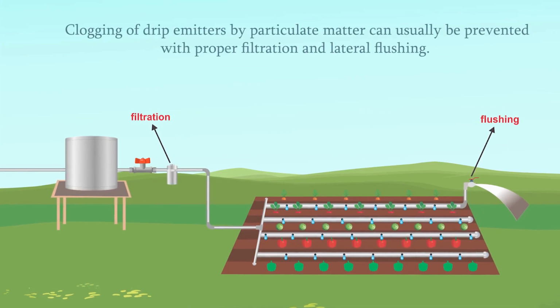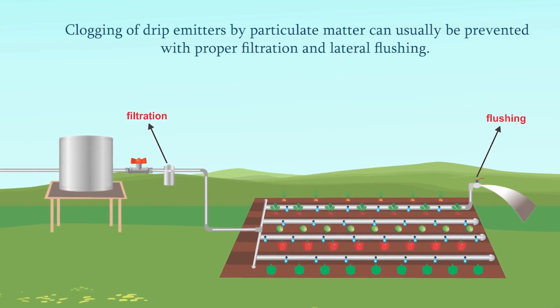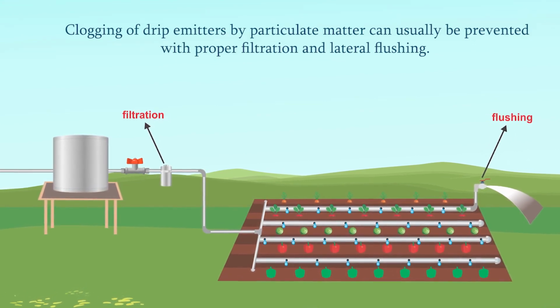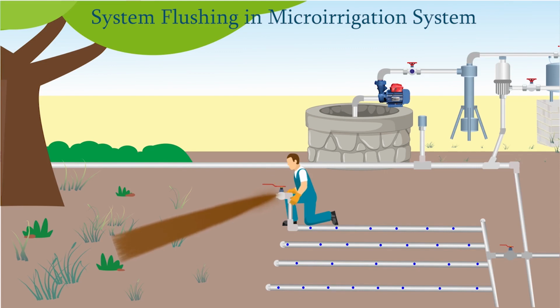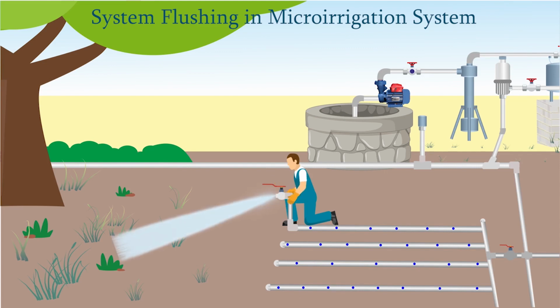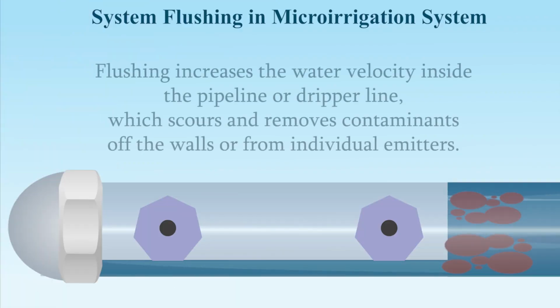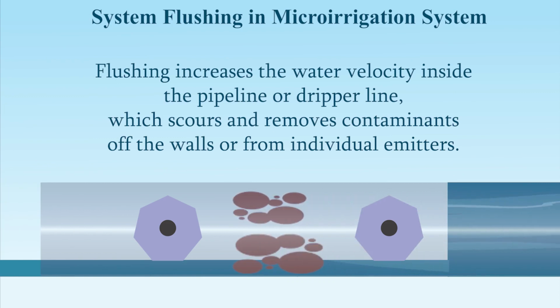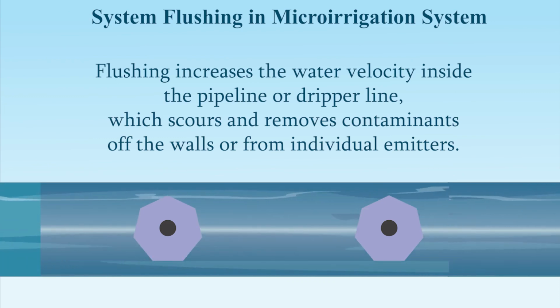Clogging of drip emitters by particulate matter can usually be prevented with proper filtration and lateral flushing. System flushing in micro irrigation system. Now let's try to understand what we mean by system flushing. System flushing is the process of opening the flush valve on the main line, sub-mains or laterals while under pressure. Flushing increases the water velocity inside the pipeline or the dripper line, which scours and removes contaminants off the valves or from individual emitters.